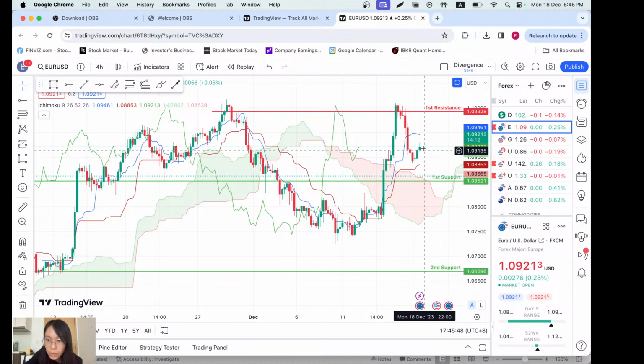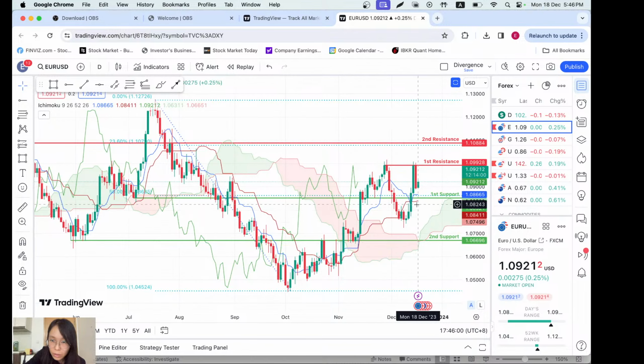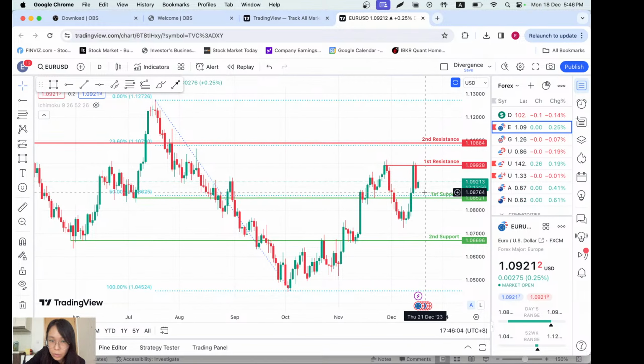So if price were to reverse back to the first support line, it will be a good entry level. Same for the daily chart. If it were to reverse back to the first support, this can act as a very good support buy entry.